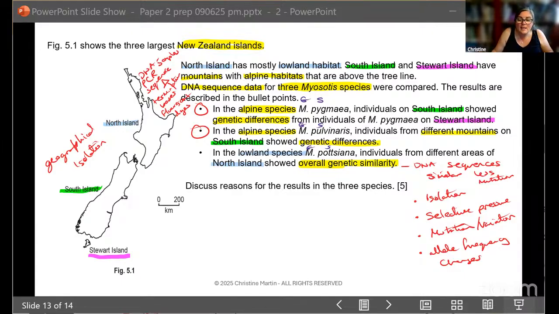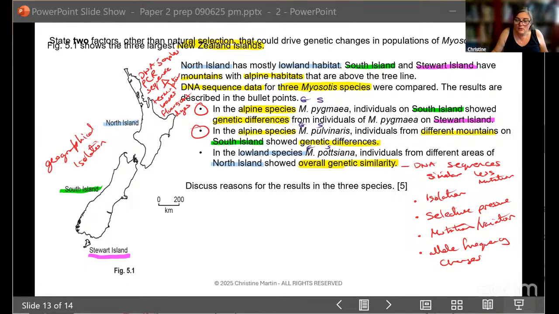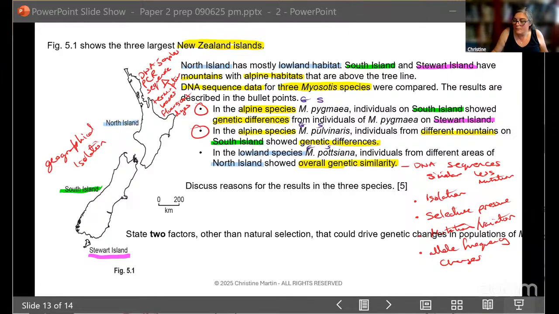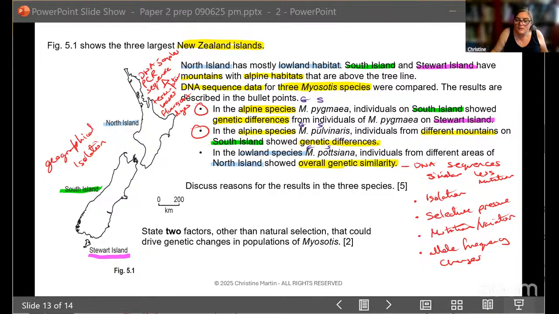what might they ask? And the other thing they may bring into this question is they may ask you, as they have done in this exam, to think about two factors other than natural selection that could drive that genetic change. Because remember, it's not just about natural selection.